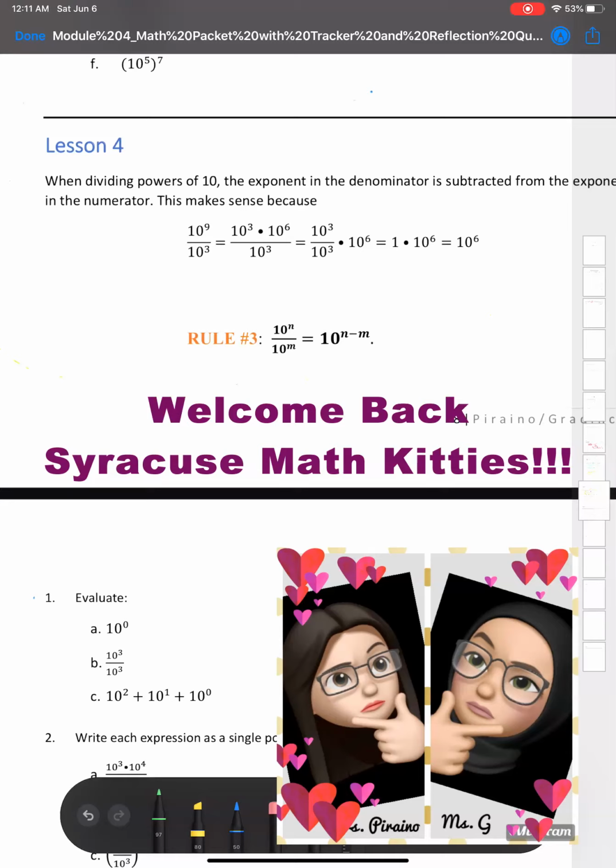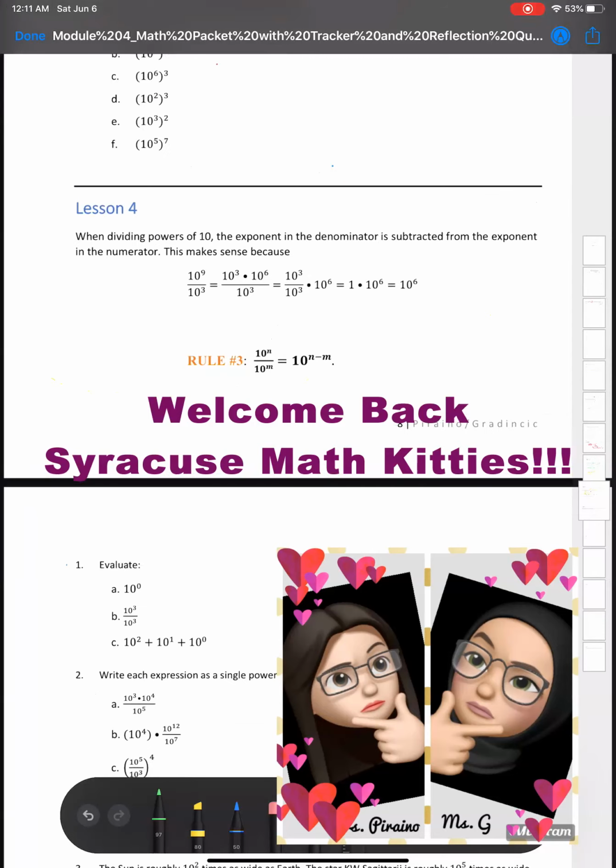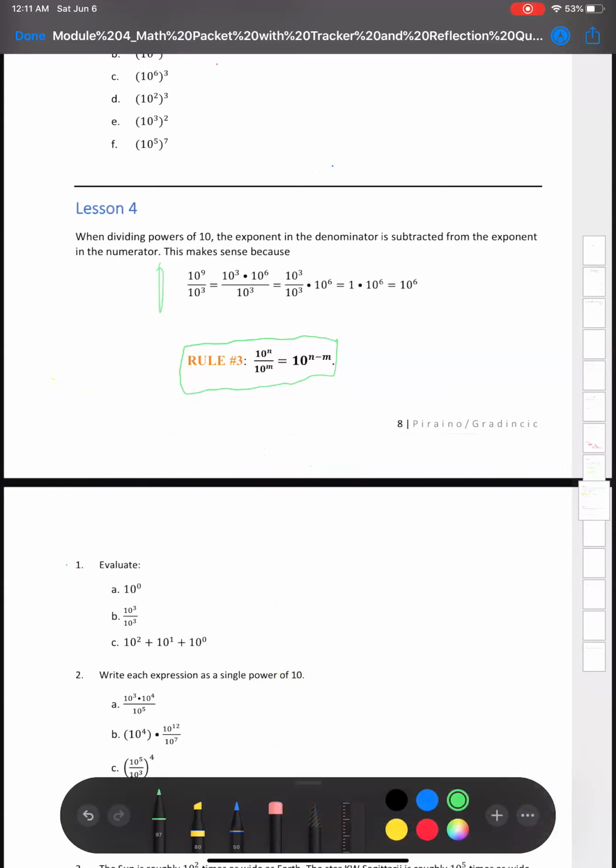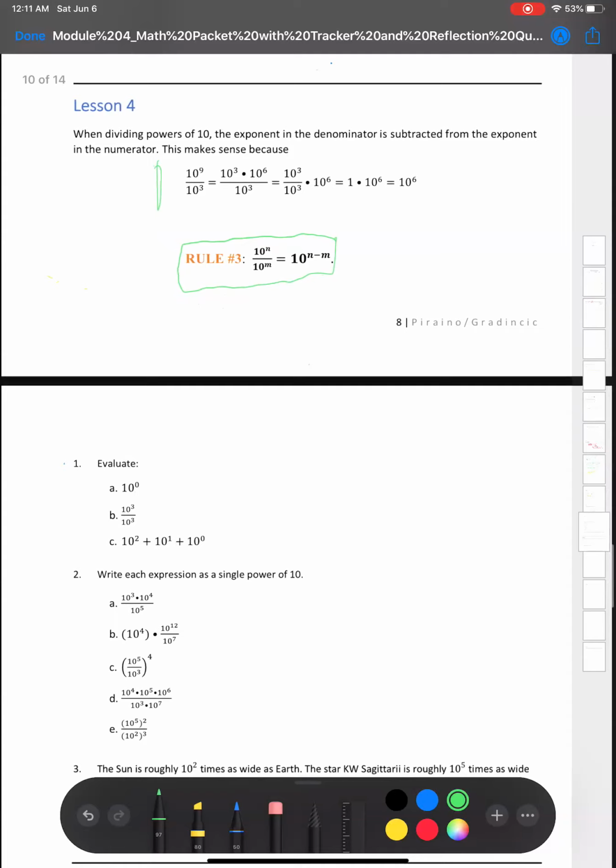In today's video, we're going to tackle lesson number 4 in our math packet, module 4, which deals with exponent properties. We are going to be looking at rule number 3, okay? And we have a little sample problem here. Before we move on to solving any of your problems, we're going to study our sample problem so that we can have a good understanding of what we're being asked. So let's read this.